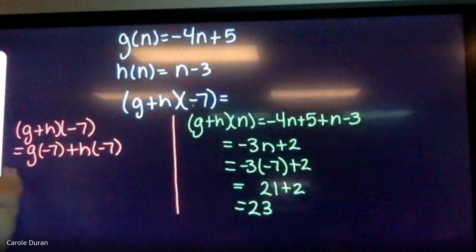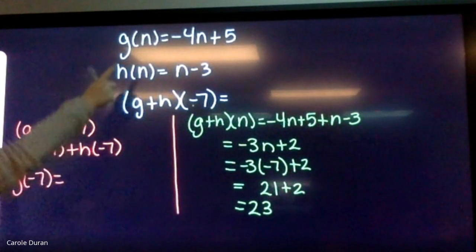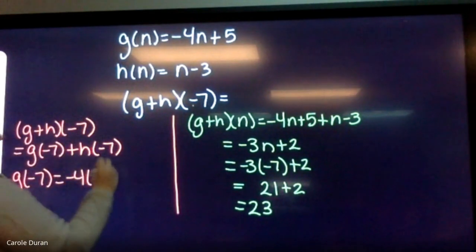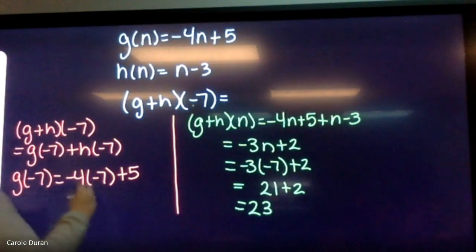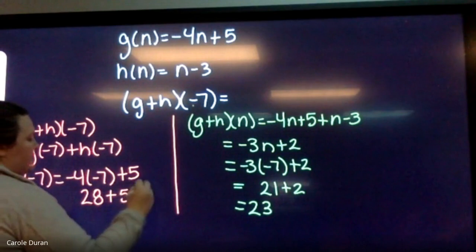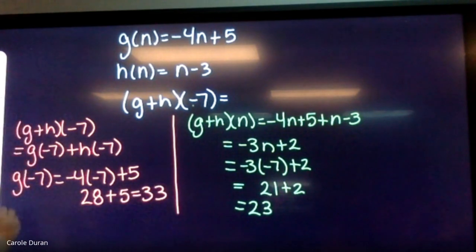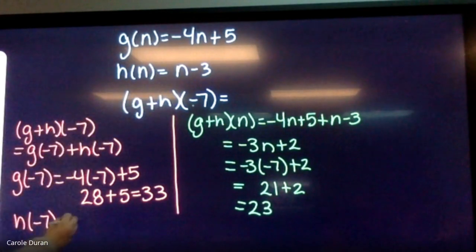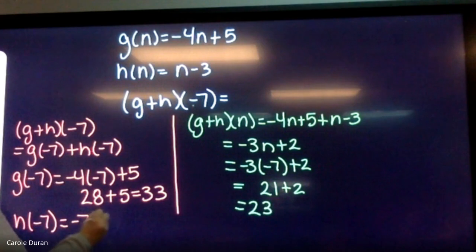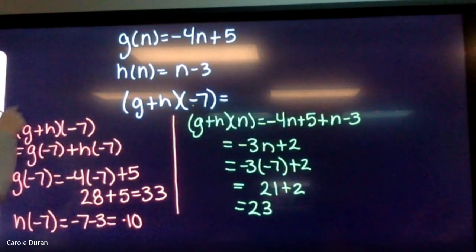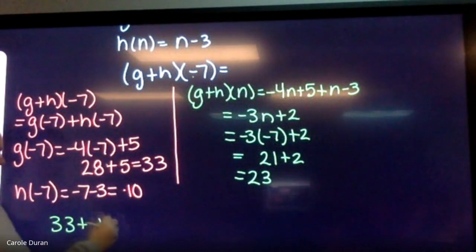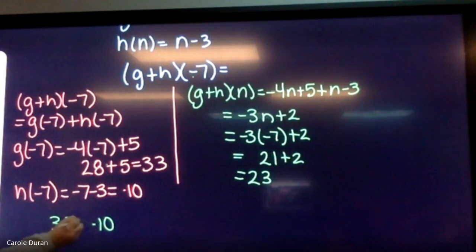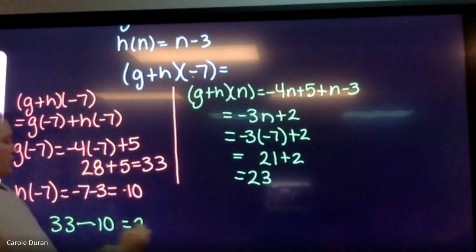So if I were doing that, g of negative 7 would be my g function with negative 7 plugged into it. When I did that, negative 4 times negative 7 is positive 28, plus 5 is positive 33. I would do the same thing for h of negative 7. My h function is n minus 3, so that's negative 7 minus 3, which equals negative 10. And then I do add my answers together, which becomes 33 plus negative 10, which is the same as 33 minus 10, which comes out to be 23.